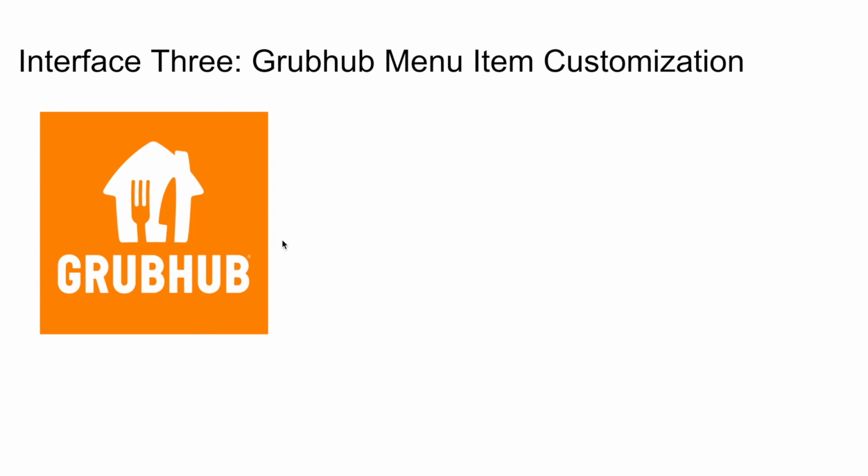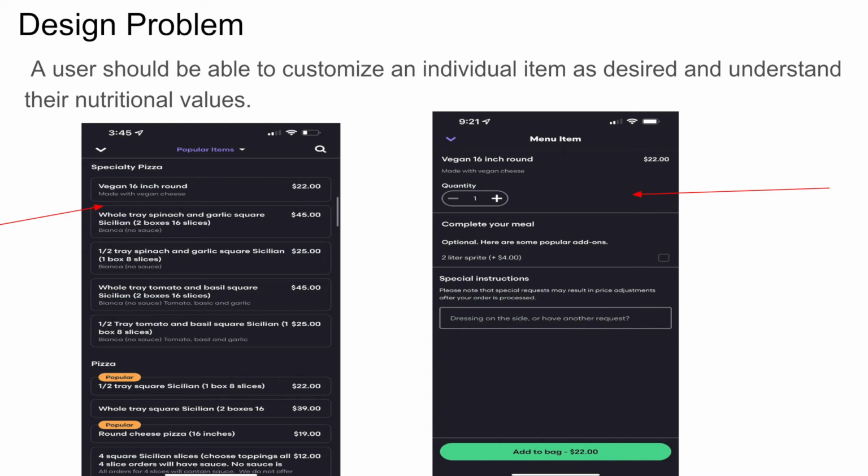For the final interface of my project, we're going to look at the Grubhub menu interface. And if you see here, this is the pizza menu for a local restaurant near my apartment. If you click on a particular menu item, you'll get the view on the right here, which depicts the item itself, and the quantity of a particular item.